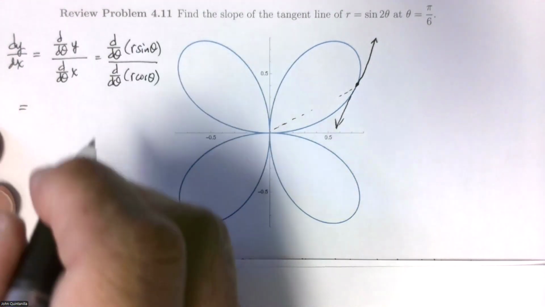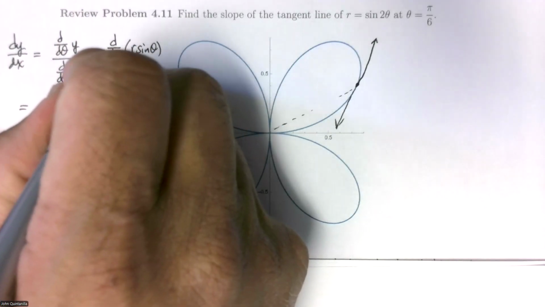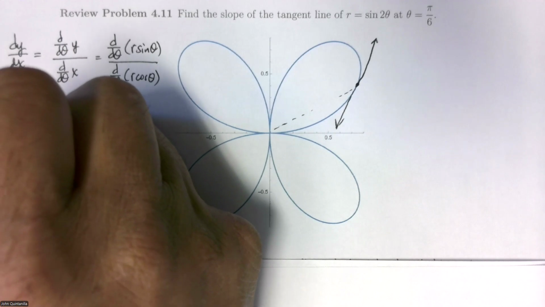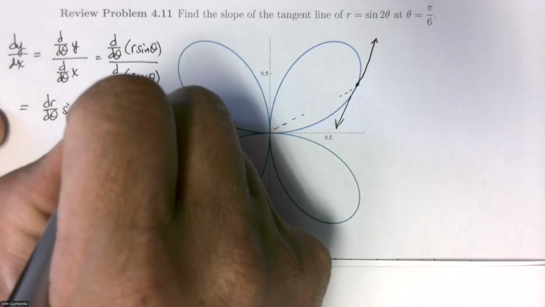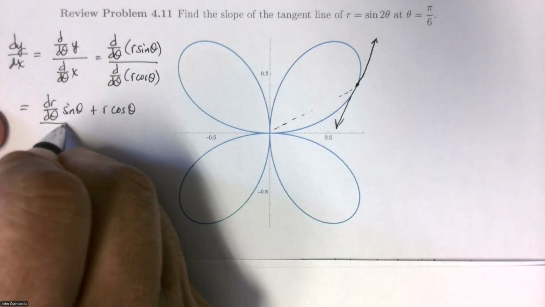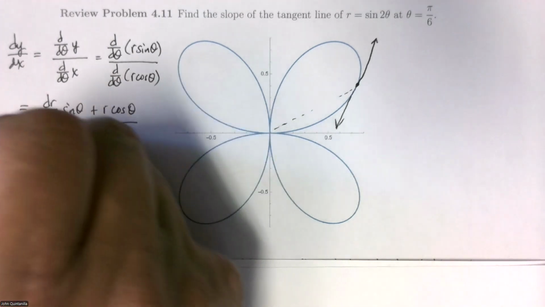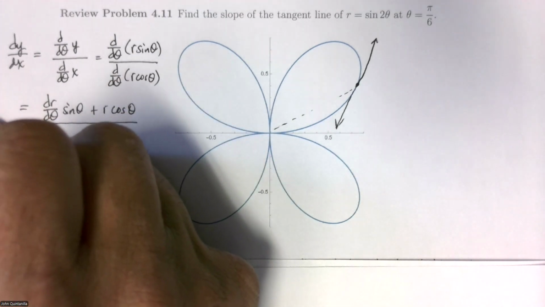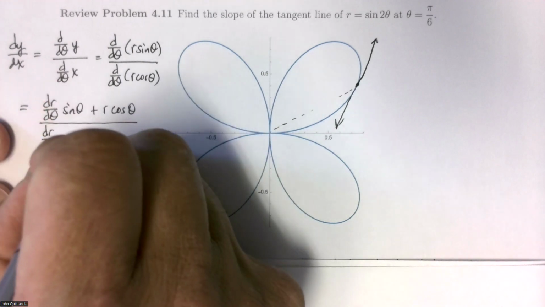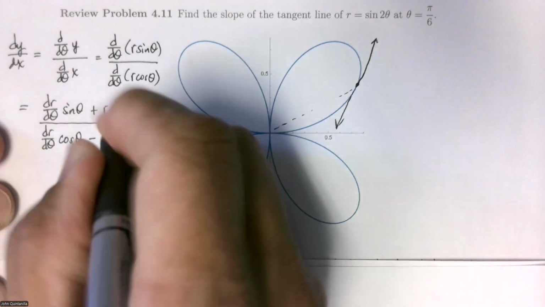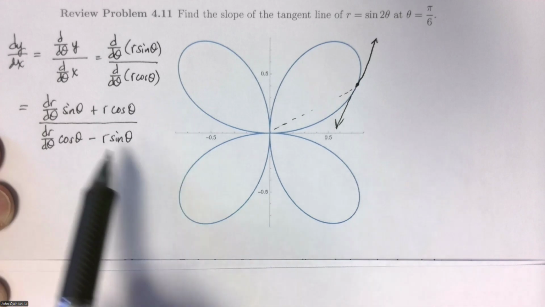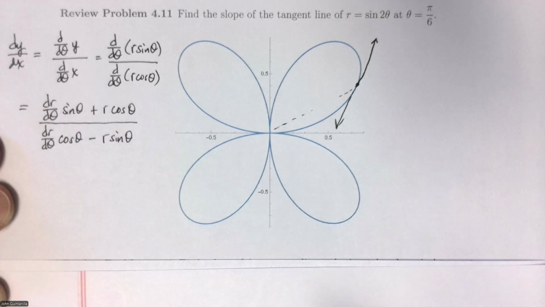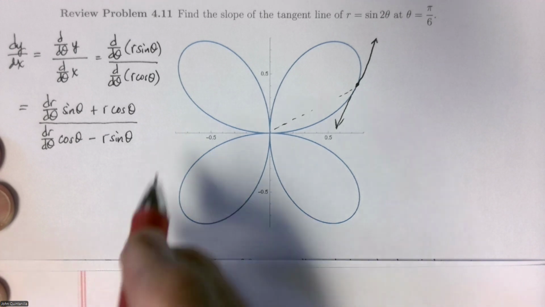And so taking the derivative, I would use the product rule on top and the bottom. For the product rule on the top, I would have the derivative of the first times the second plus the first times the derivative of the second. And on the denominator, same thing, I use the product rule, derivative of the first times the second plus the first times the derivative of the second, and minus because the derivative of cosine theta is negative sine theta. And so that is the formula for the slope of a tangent line to a polar curve that we derived in class.